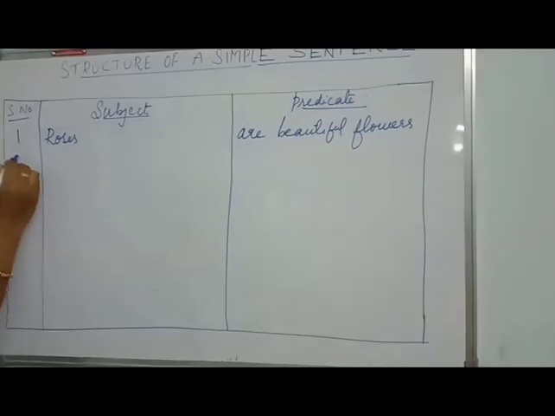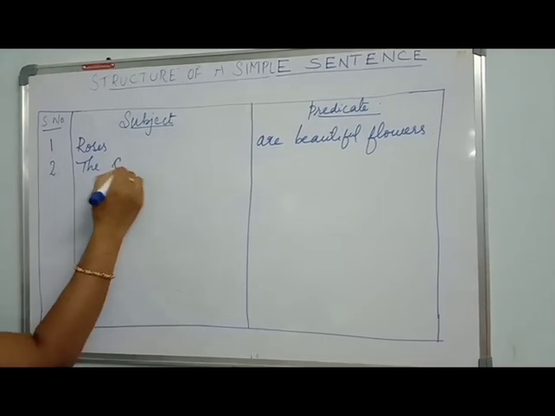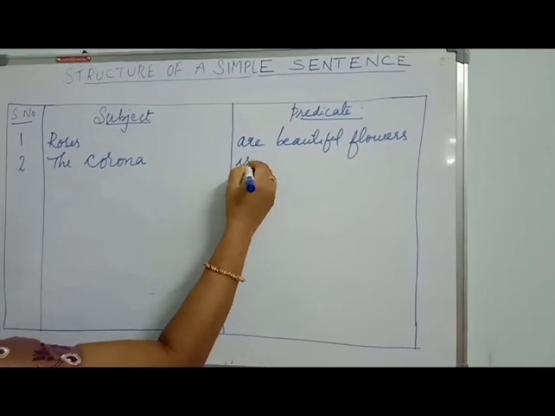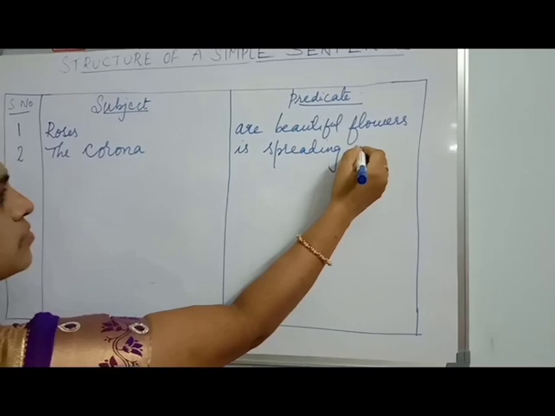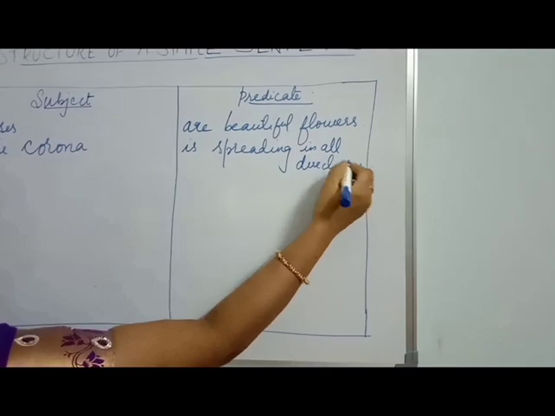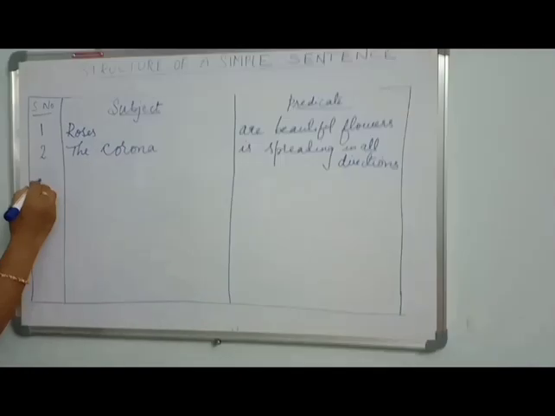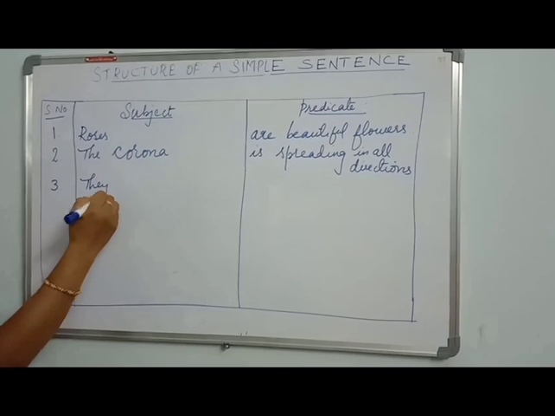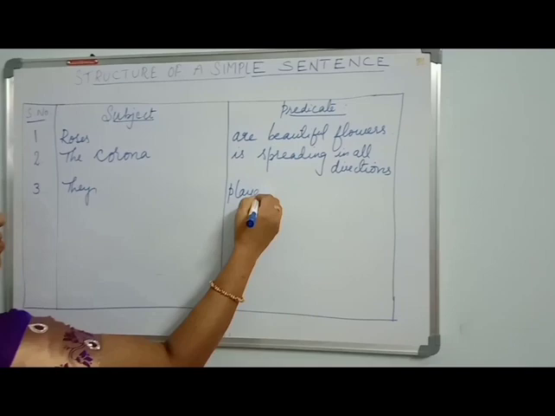Now, the second sentence is, the corona, C-O-R-O-N-A, the corona is spreading in all directions. The corona is spreading in all directions. This is the second sentence. The third sentence, then the predicate is played cricket. They played cricket.